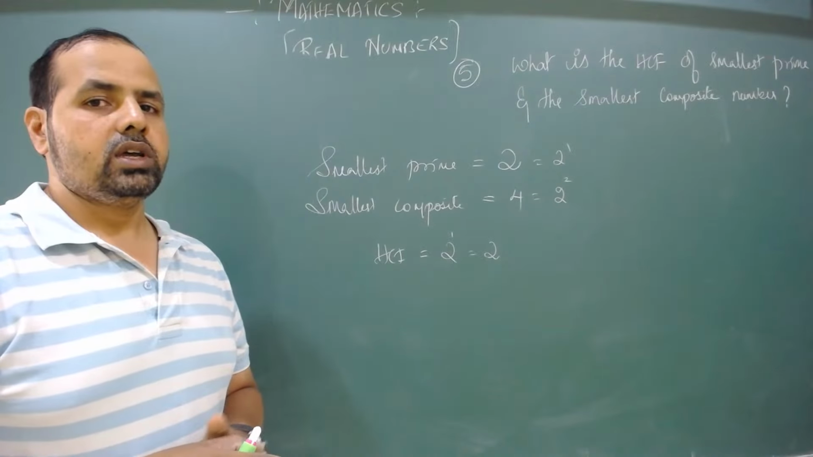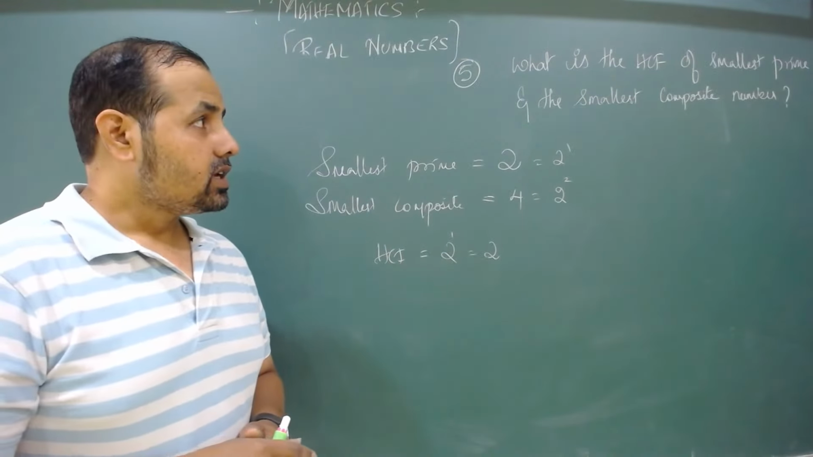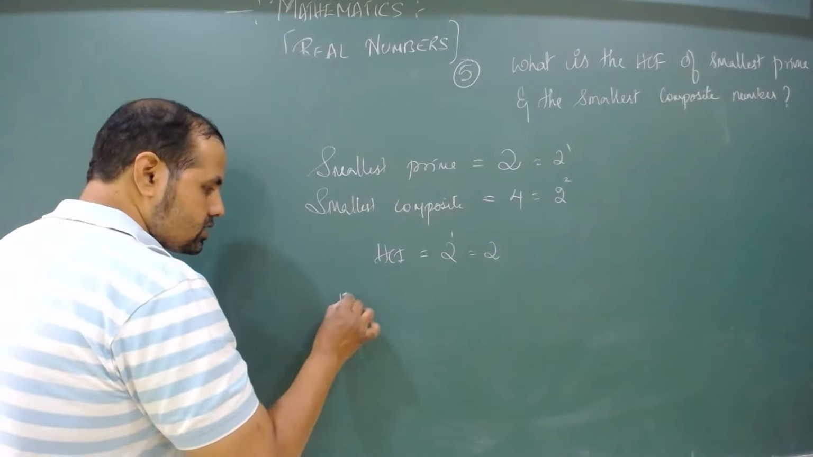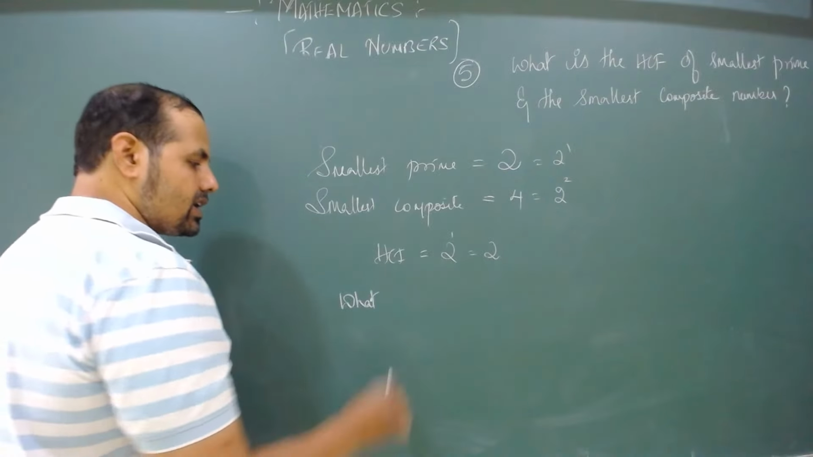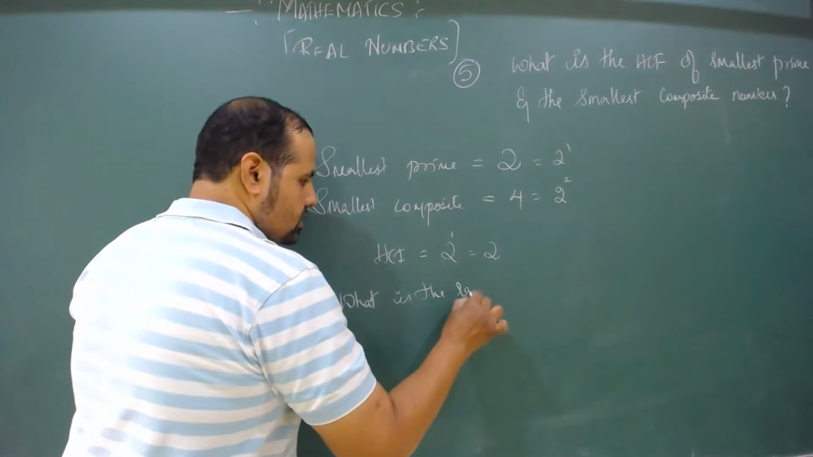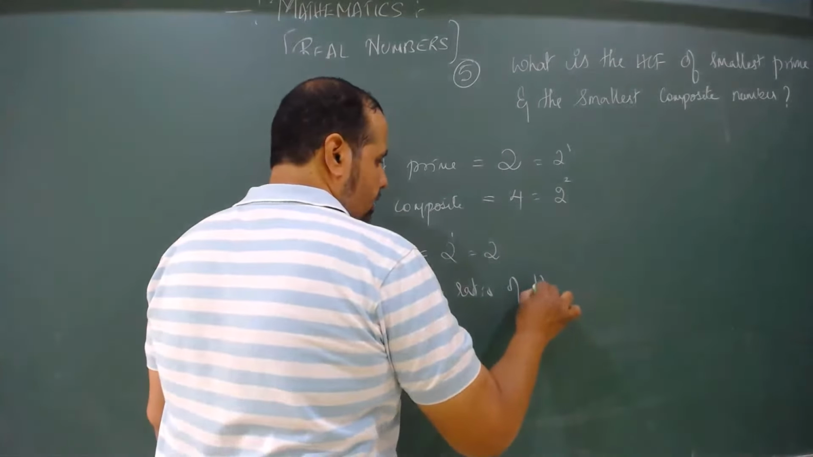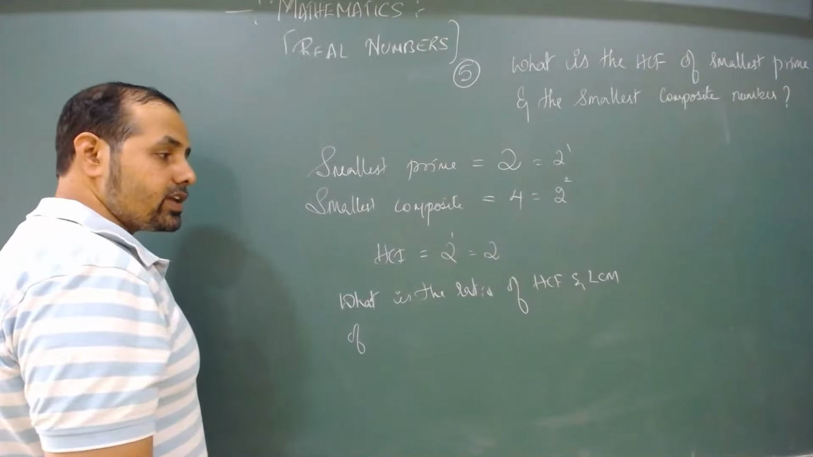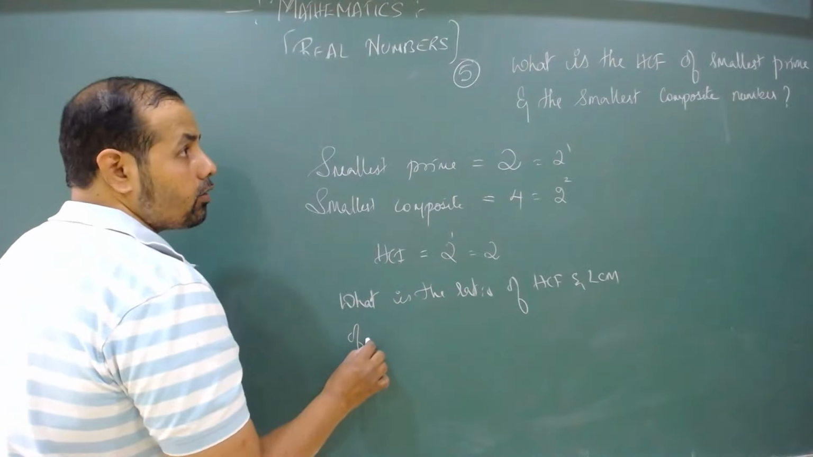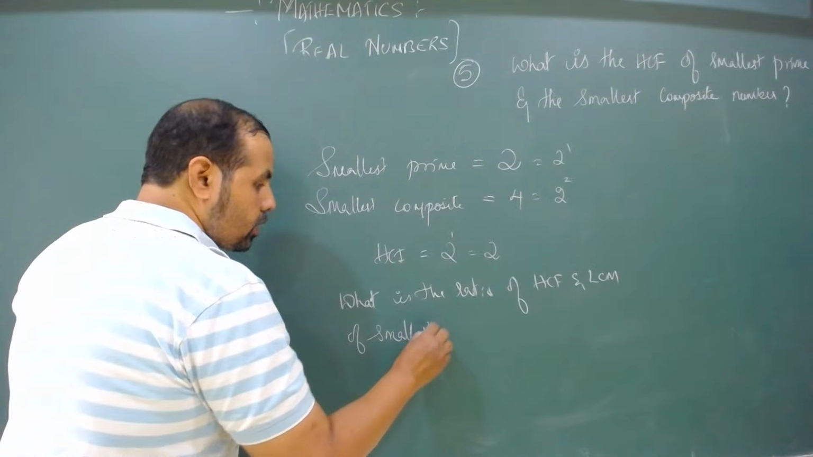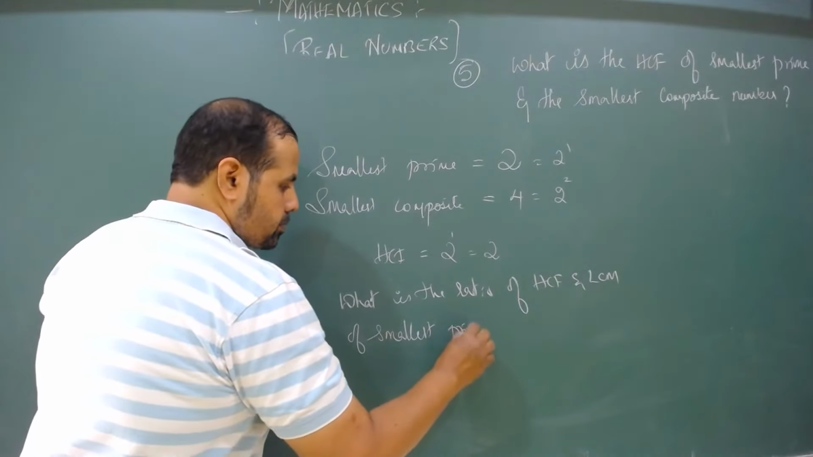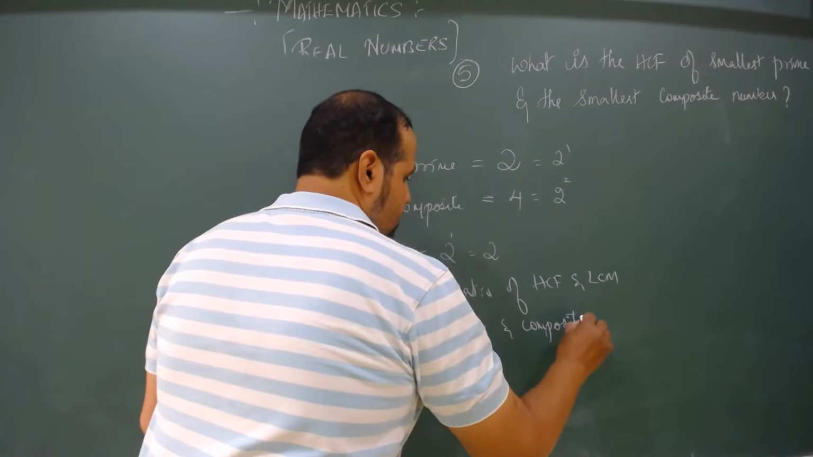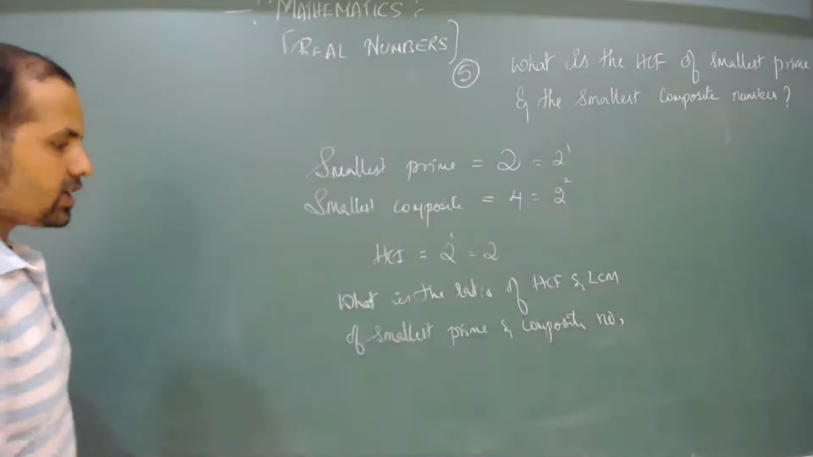HCF is 2. Now, same question in another paper, they have asked in a different way. What is the ratio they have asked? Same question can be asked in a different way. What is the ratio of HCF and LCM of same thing, smallest prime and composite number? Same question in a different way.